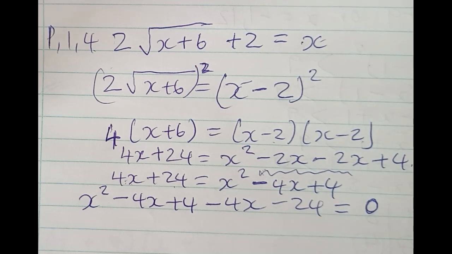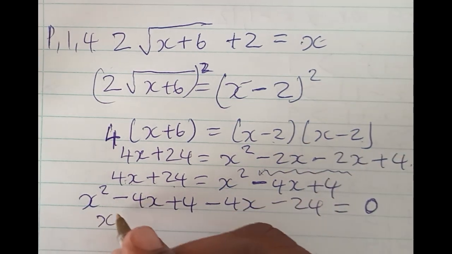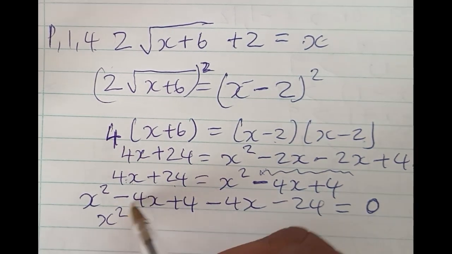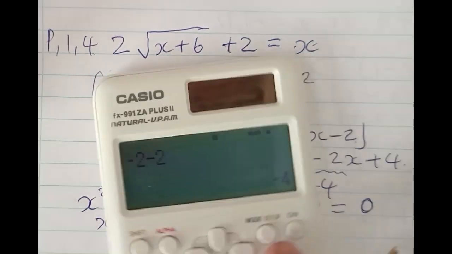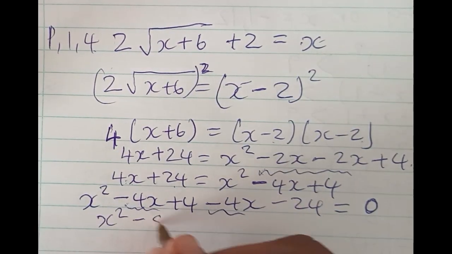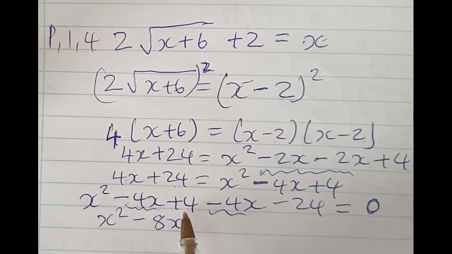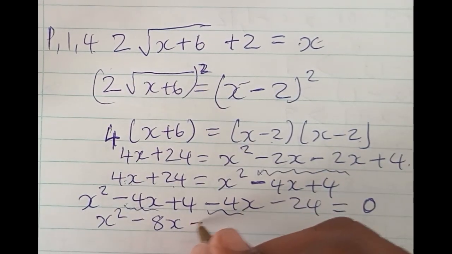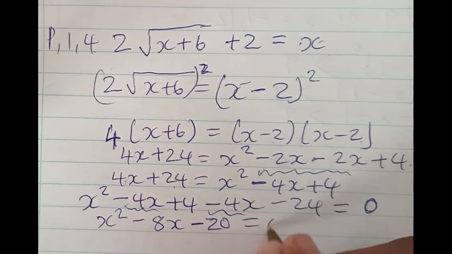But x squared doesn't have a friend, so we'll just write x squared, you see. But look at this one, we have these like terms. So you will say, okay, now I have negative 4 minus 4, which is negative 8. Now I'll write negative 8x. So here I have 4 and 24. 4 minus 24 is equal to negative 20, you see. I do this so that everybody can see where these values are coming from.